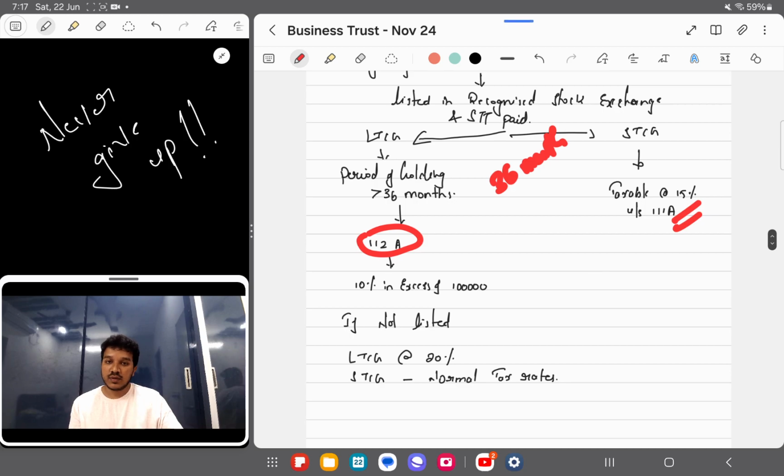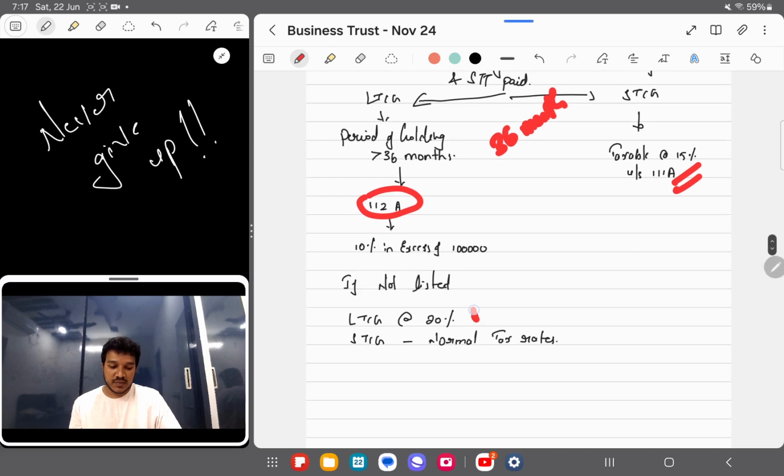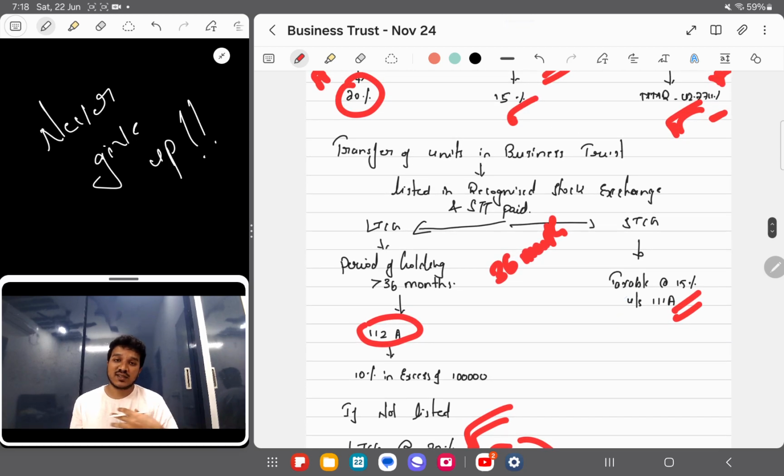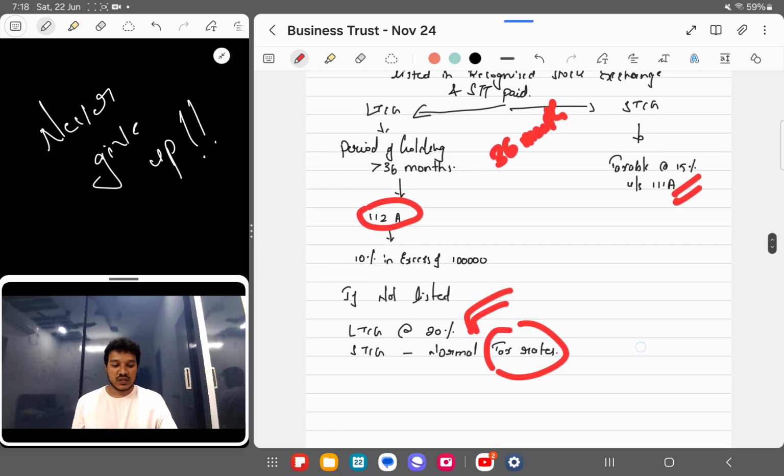So what if the business trust units are not listed in a recognized stock exchange? Then long-term capital gain is 20%, and short-term capital gain is at normal tax rates. This is chargeable to tax in the hands of the unit holder, because the unit holder is the person who is transferring those units. So units in business trust, the unit holder is liable to tax here in this case. So these are the rates that are applicable to unit holders.